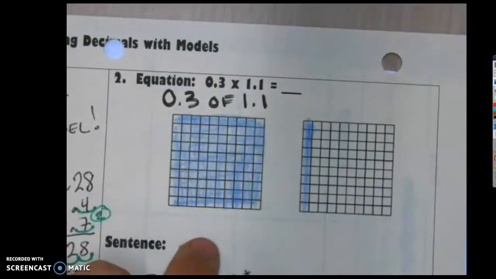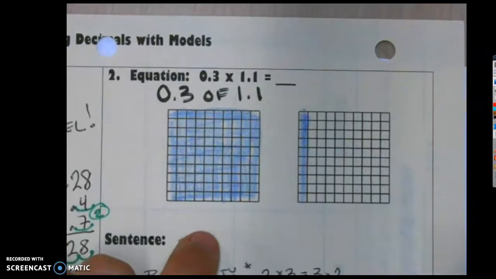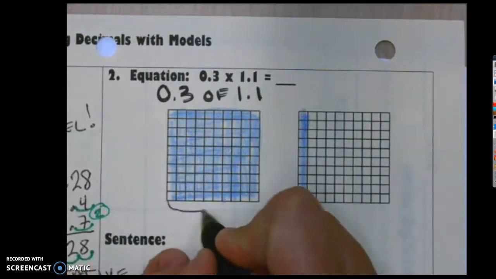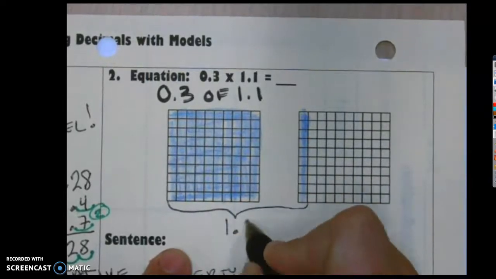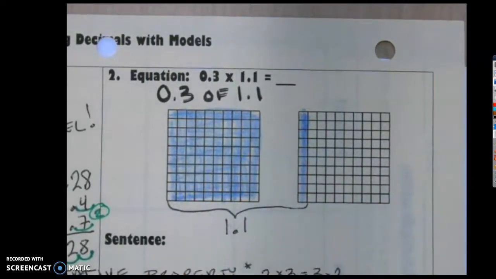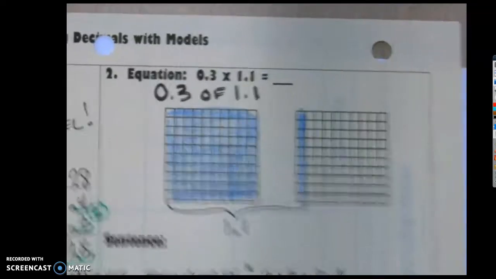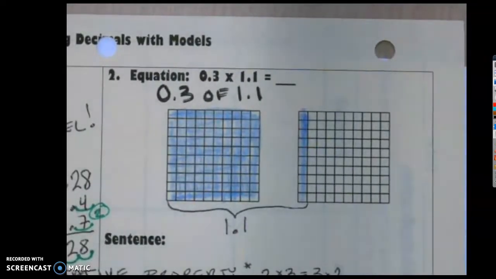And again, just like we said on the one before, we need to label what this represents. 1 1/10. Do you see how she colored this whole thing red and the 1/10 red? We have 1 whole and 1/10, $1.10. Now you have to shade in your 1/10. 1 whole and 1/10.